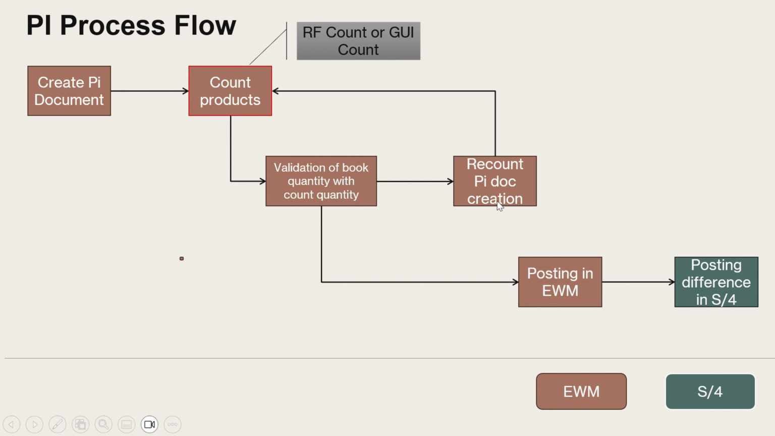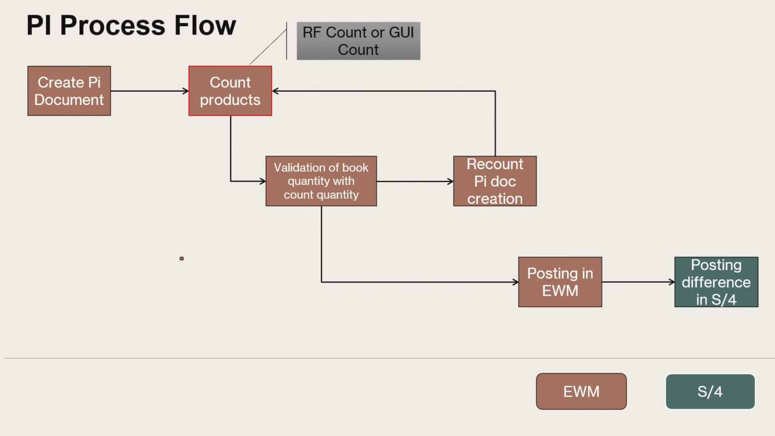Else they will go for the recounting document creation, and after creation of the recounting PI document, they will count the same product again, and after that they will validate the book quantity against the count quantity. And if they're okay with the difference, then they can go for the posting on the EWM side.